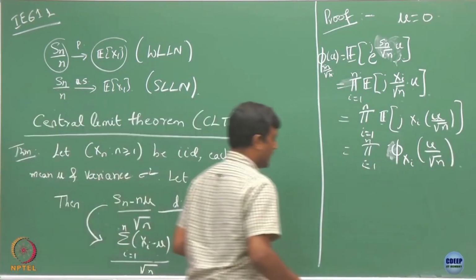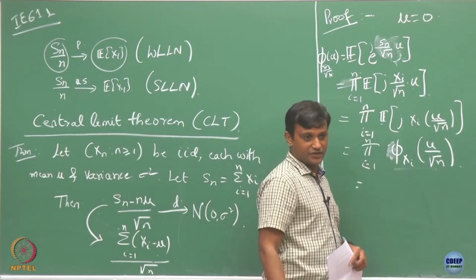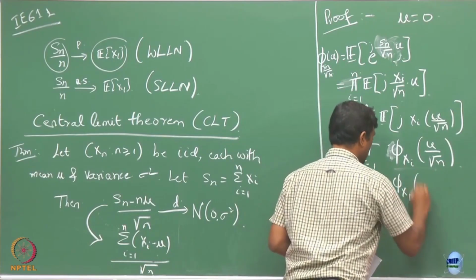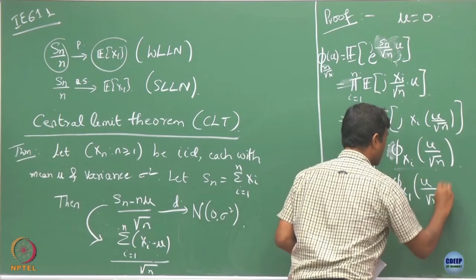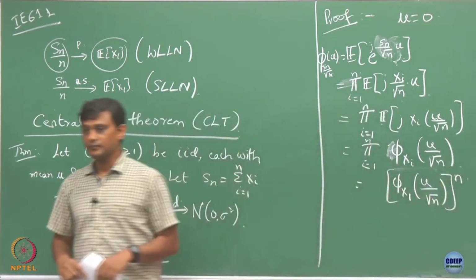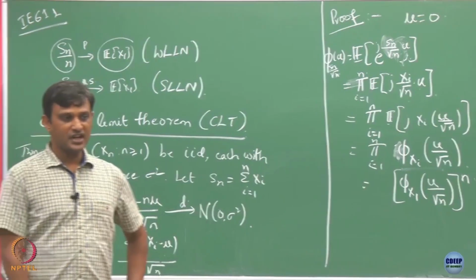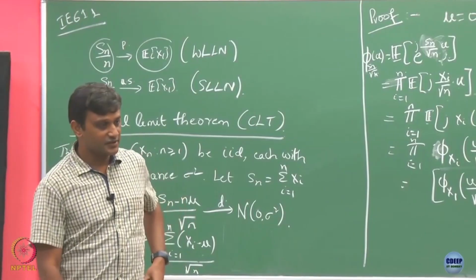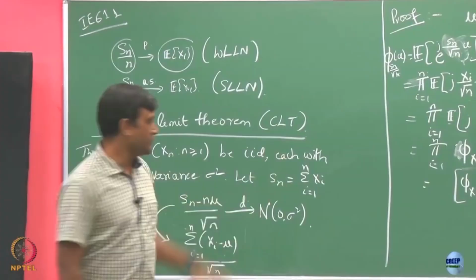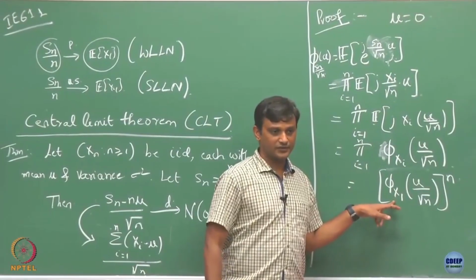And now because these are all identically distributed, I could write this as phi of x1 at u by square root of n, to the power n. So notice that if they have identical distributions, their characteristic functions should necessarily be the same, right? That is why we have used this property. All of them should have the same characteristic function as that of x1.